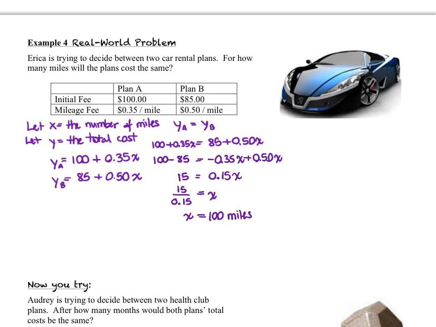Once we solve and we remember that x stands for the number of miles, we can say that for 100 miles, both plan A and plan B will have the same total cost. In order for us to find that total cost, we need to plug x back into one of our equations and find the y. Then we can write our final answer in a sentence.